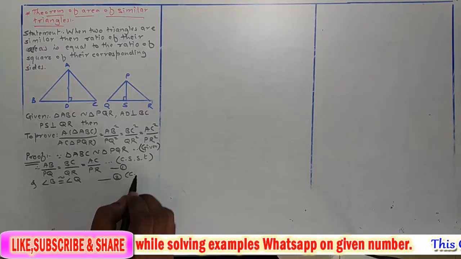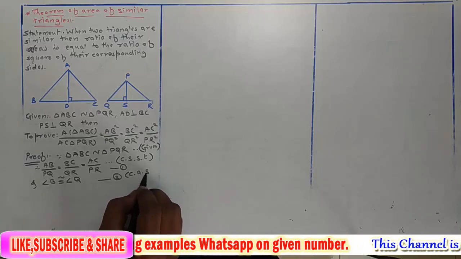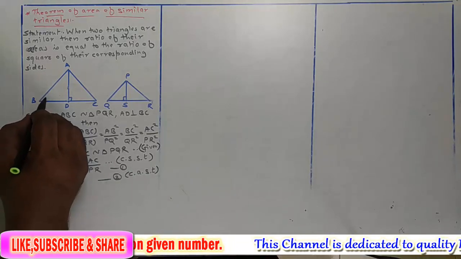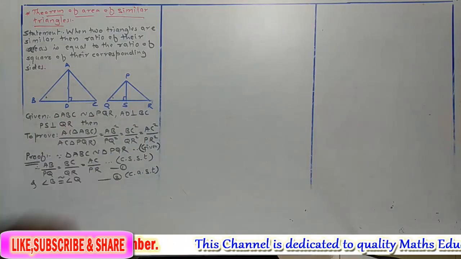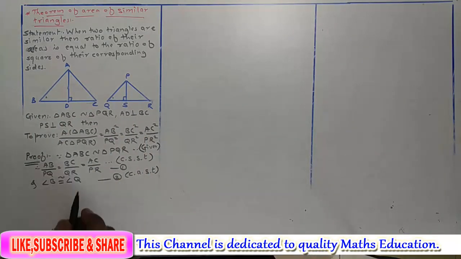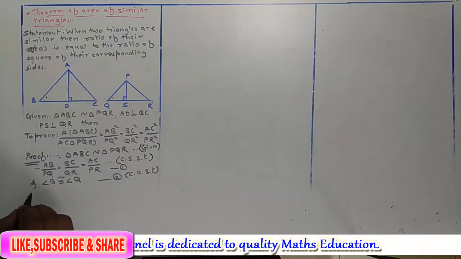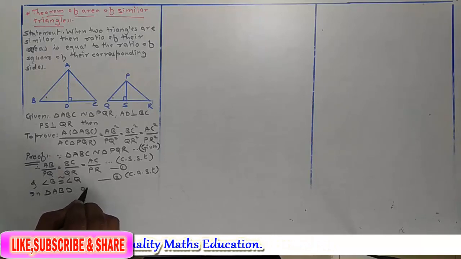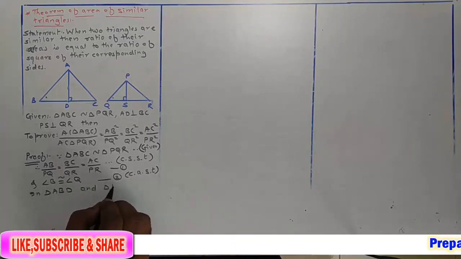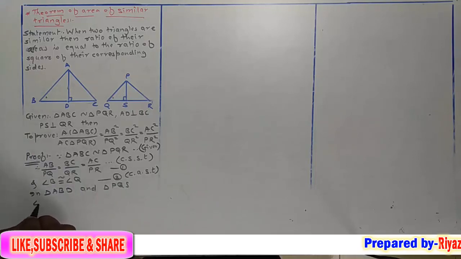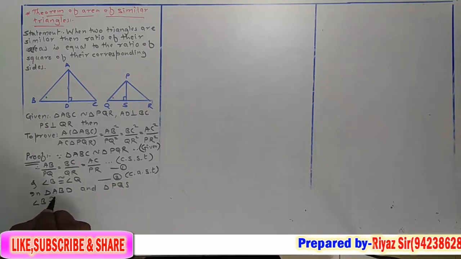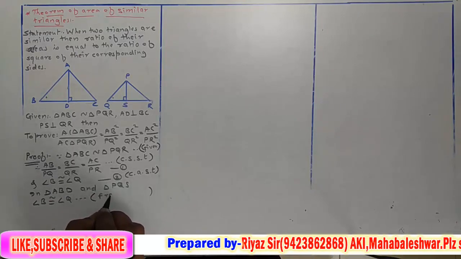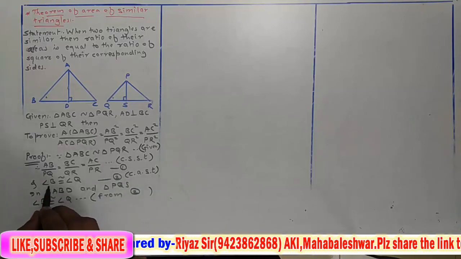This is corresponding angle of similar triangles. Okay, corresponding angle of similar triangles. Angle B means this angle is congruent to angle Q. One triangle we need here. Okay, now after that in triangle ABD and triangle PQS, angle B is congruent to angle Q. Reason from 2. In 2 we already proved it that B is congruent to Q.